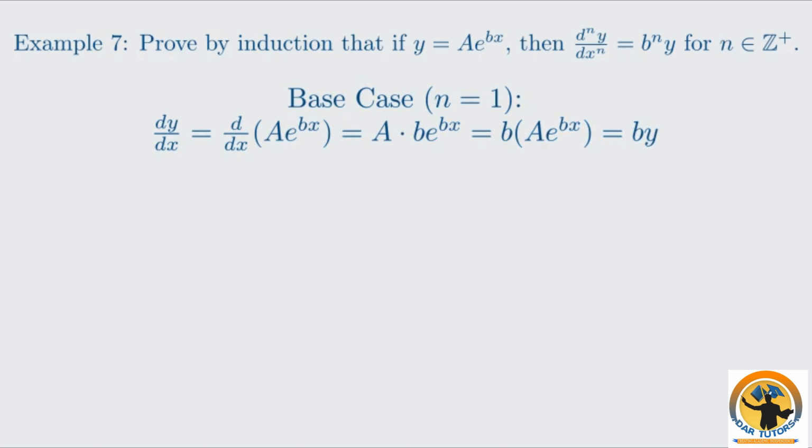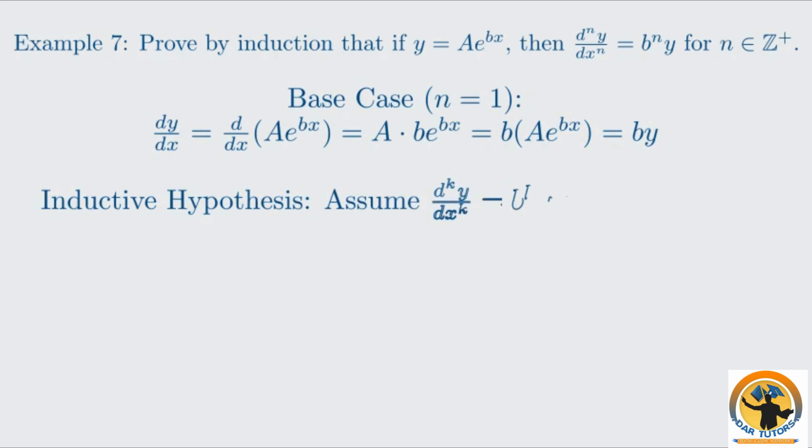Step 2, inductive hypothesis. We assume the formula is true for some positive integer k. We assume that the kth derivative is b to the k times y. Step 3, inductive step. We must prove the formula is true for n equals k plus 1.